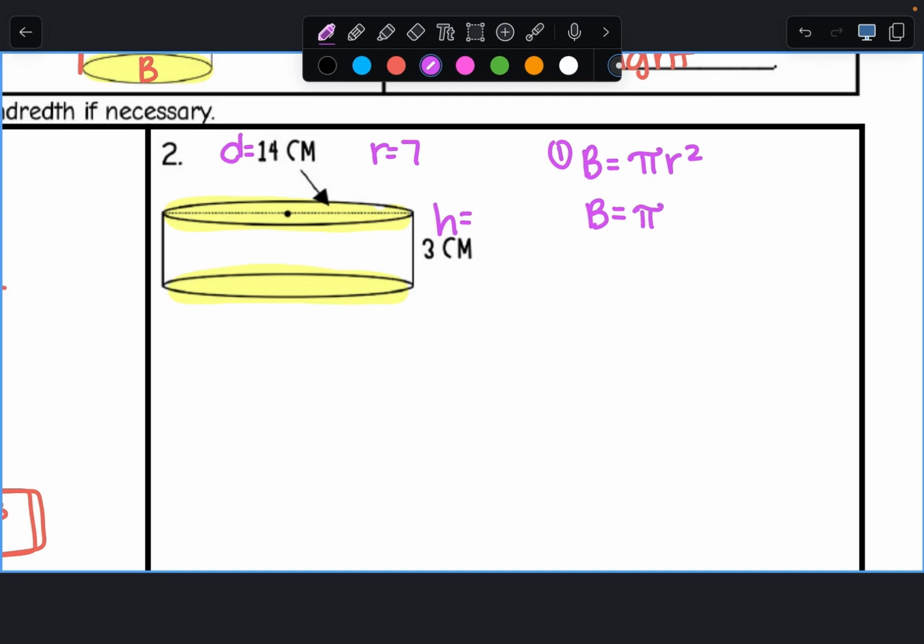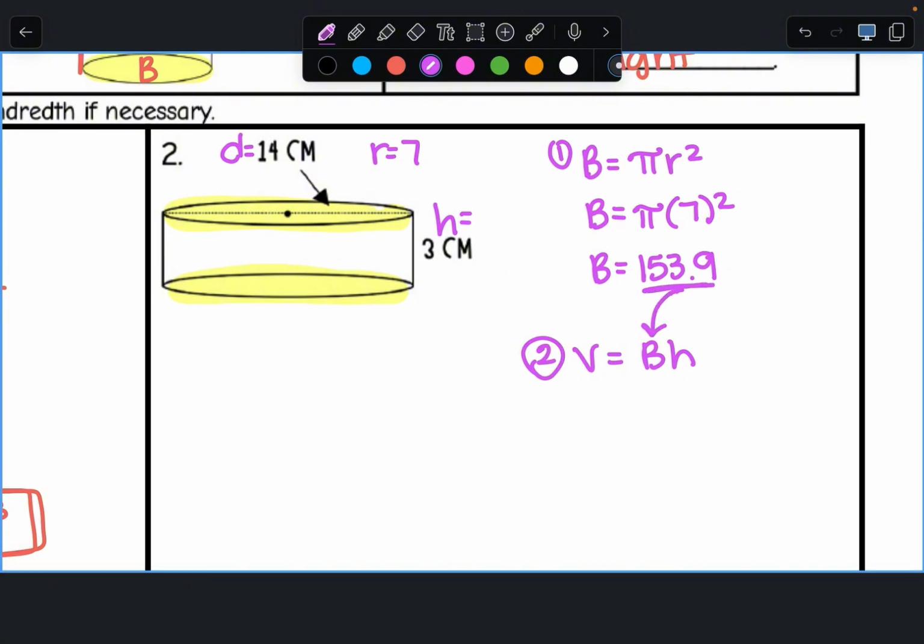And we'll look at that formula chart on Monday. Anyway, substitute 7 squared. What do you get for capital B? 153.9. And that is the number that you're going to put into your volume formula. Volume is base times height. So you put that number right in there.